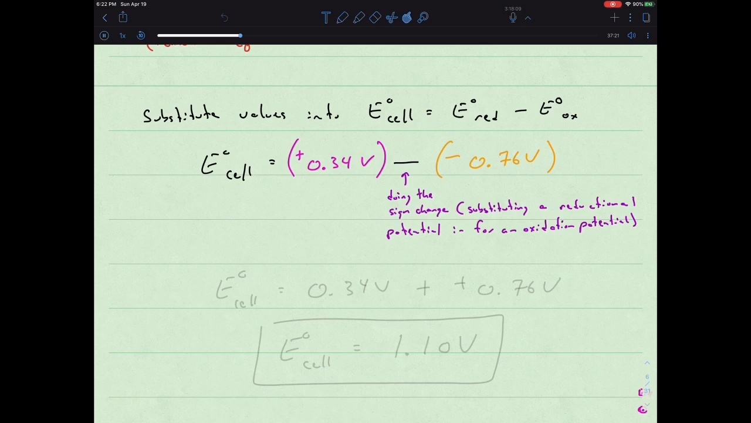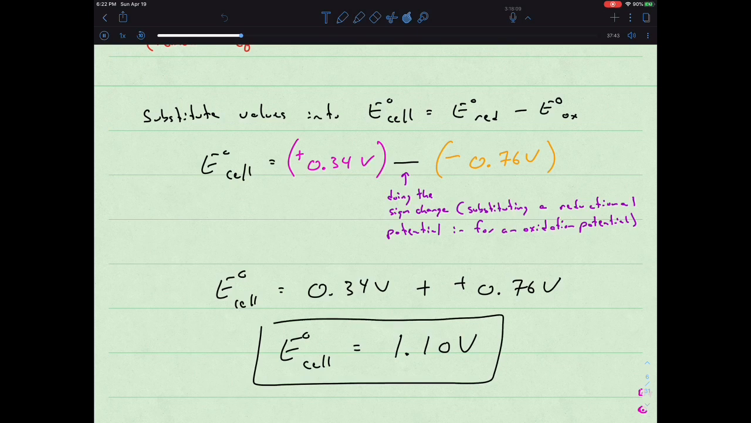So that means we have, at the end of the day here, our cell potential is equal to 0.34 volts minus a negative 0.76 volts. That obviously changes the sign, and we end up with a cell potential of 1.10 volts for this particular copper zinc style battery.